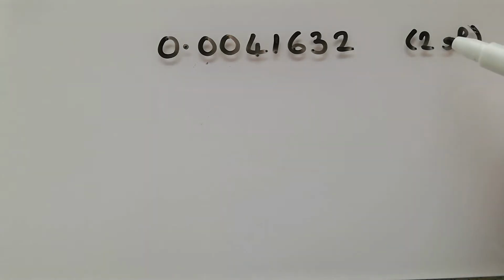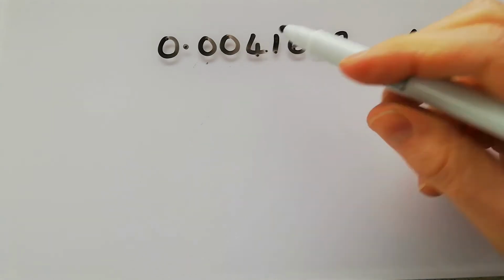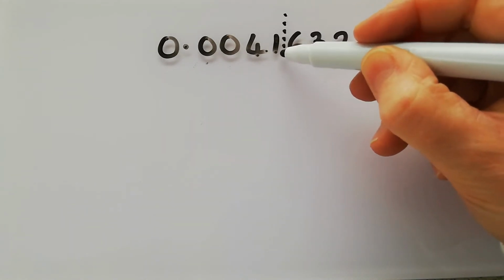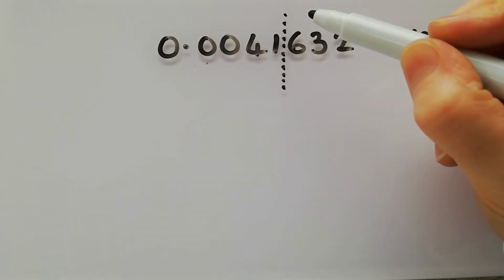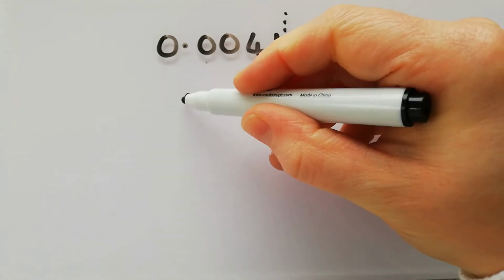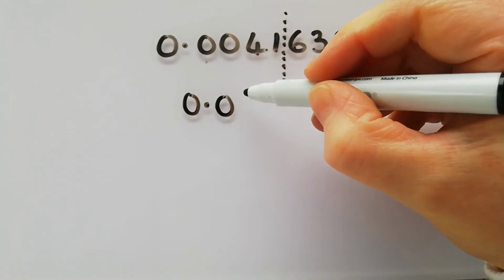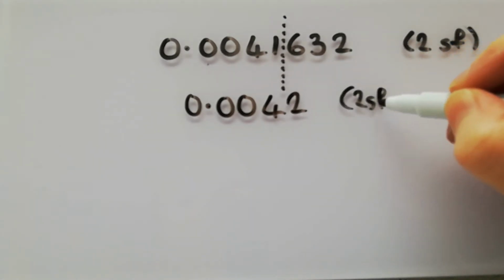So if I wanted to round this to 2 significant figures, that's my first significant figure, that's my second significant figure. I make a cut. To the right of the cut, I've got a number that's bigger than 5, and so the 1 gets kicked up to a 2. So the answer would be 0.0042 to 2 significant figures.